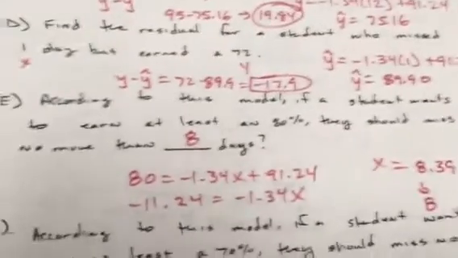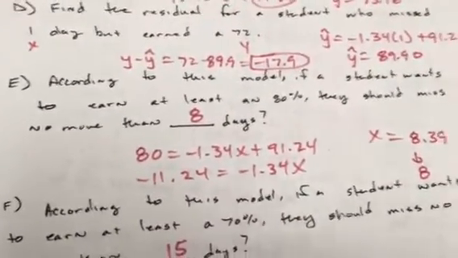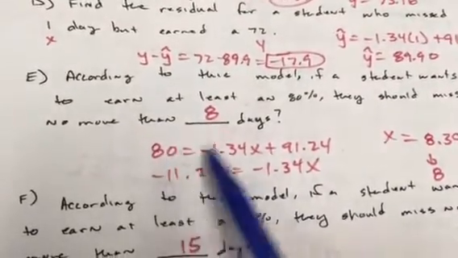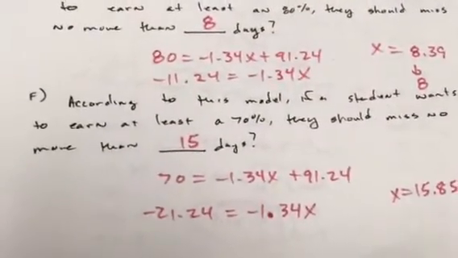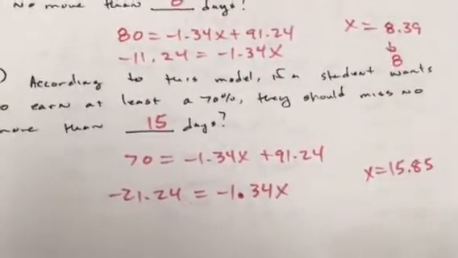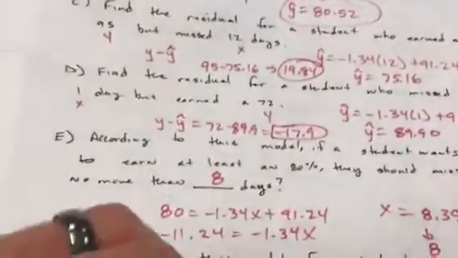According to this model, if a student wants to earn at least an 80, they should miss no more than blank days. Put 80 in for y hat and solve for x. 8.39, put that down to 8. According to this model, if a student wants to earn at least a 70, they should miss no more than blank days. Solve that. We're going to round that down to 15. You're going to go down to 15 there.